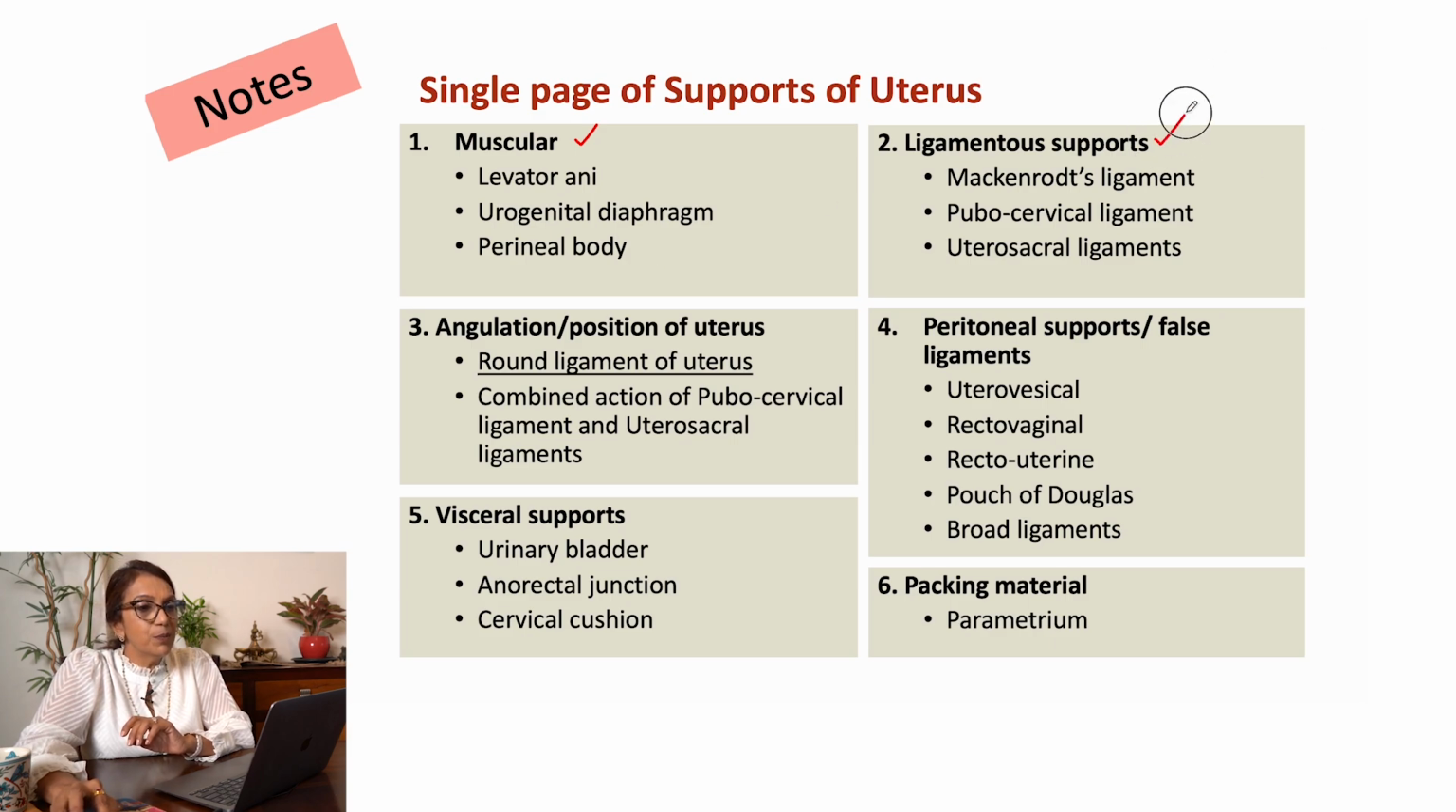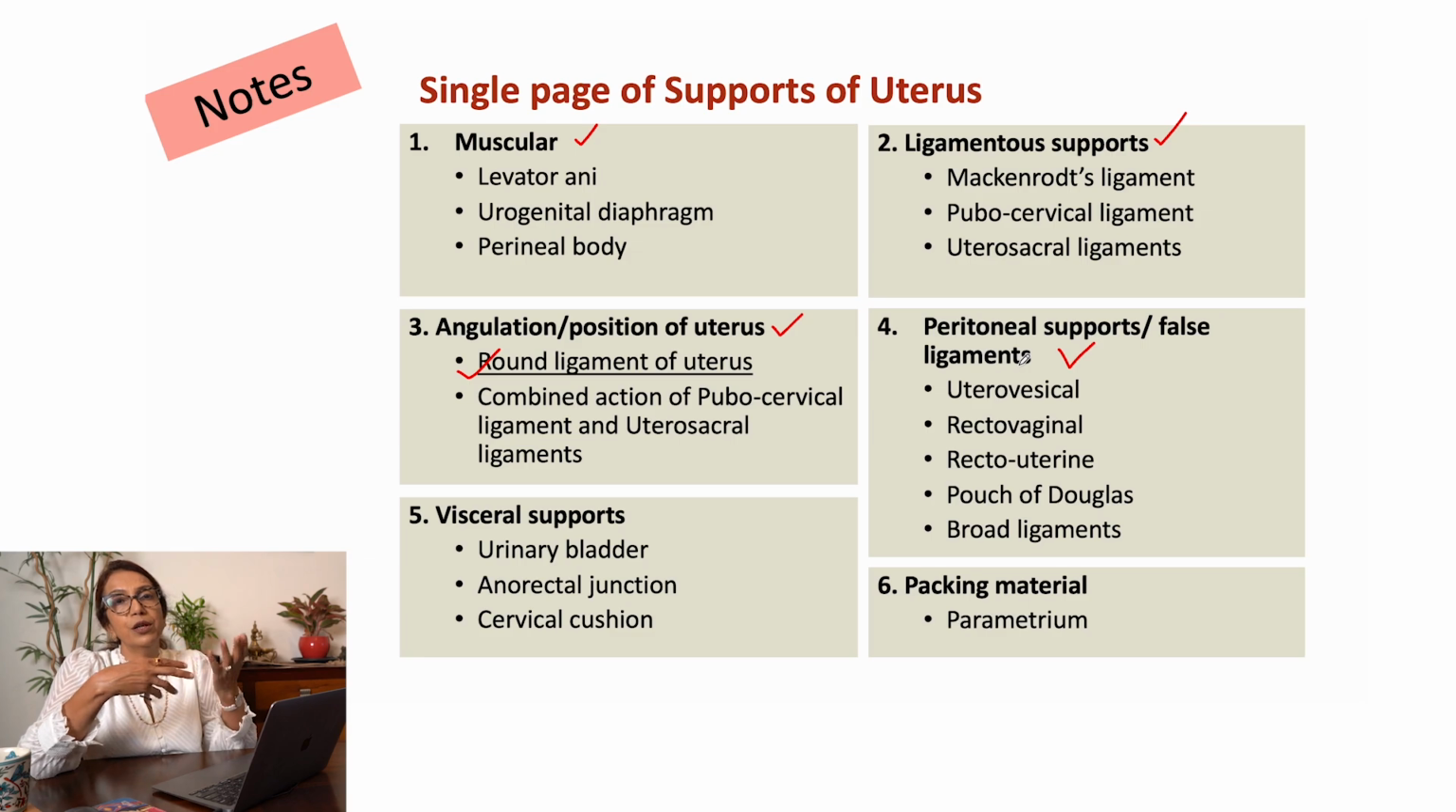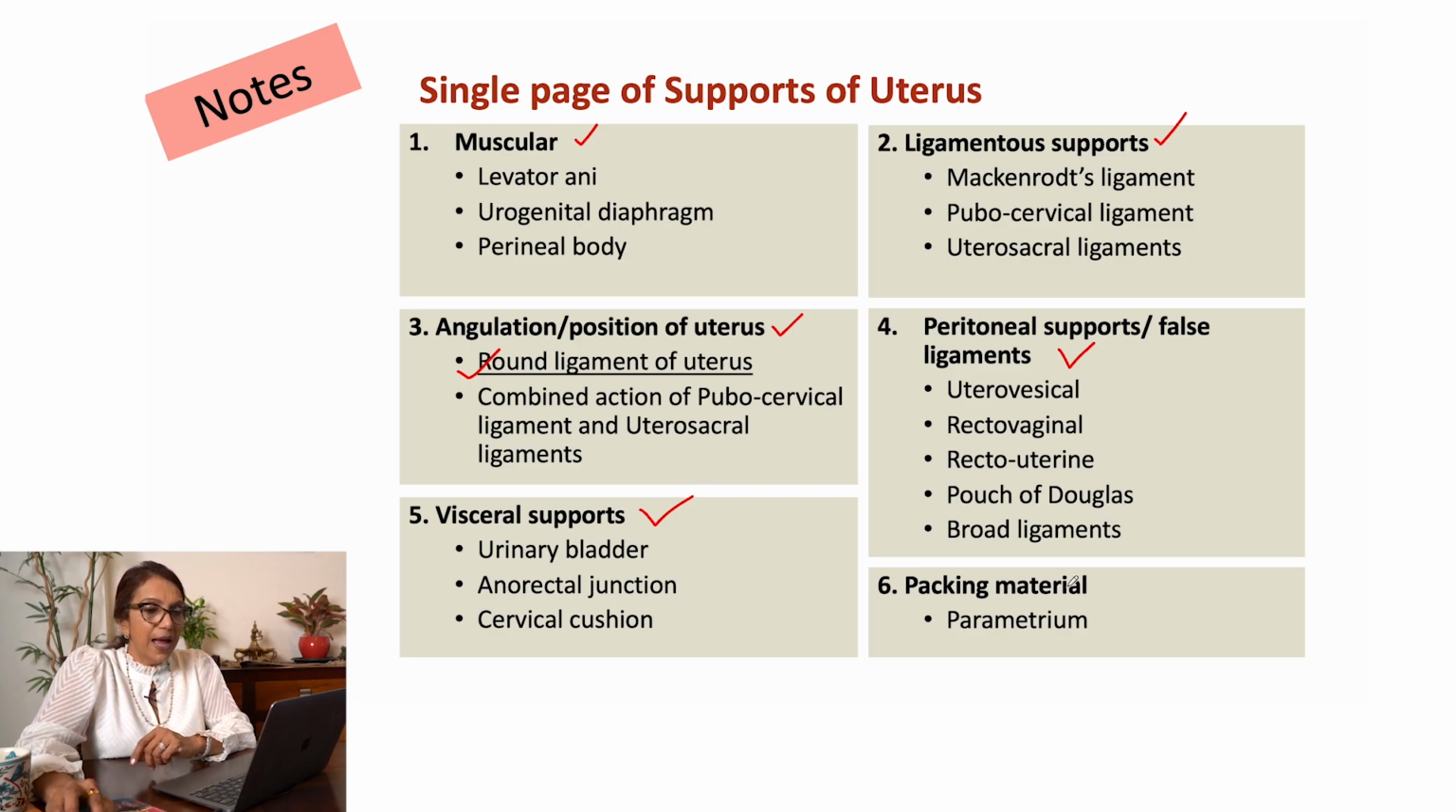There are ligamentous supports, those cervicovaginal ligaments which are coming from the pelvis and attaching themselves to the region around the cervix and vagina. Then the support in the form of angulation, anteversion, anteflexion, brought about by round ligament of uterus. Peritoneal supports such as various peritoneal folds. This includes broad ligament. Visceral supports of surrounding viscera such as urinary bladder anteriorly, rectum posteriorly, and then the surrounding connective tissue in the form of parametrium.